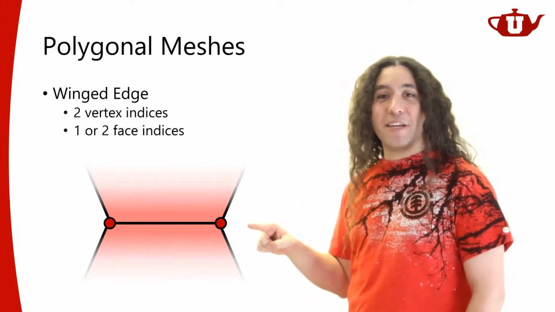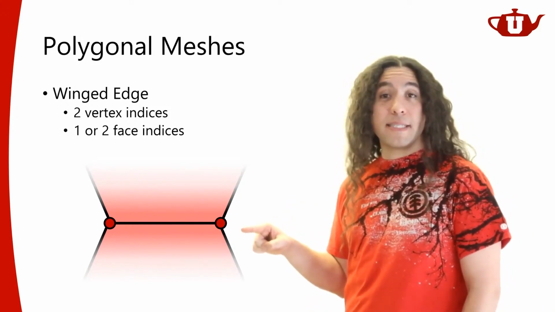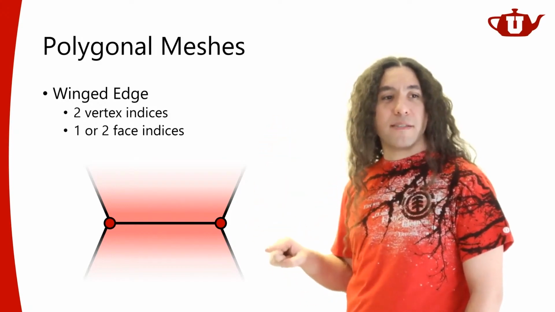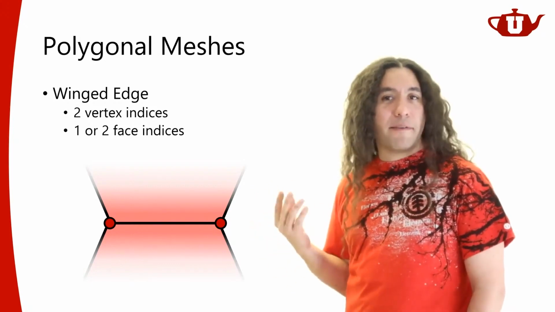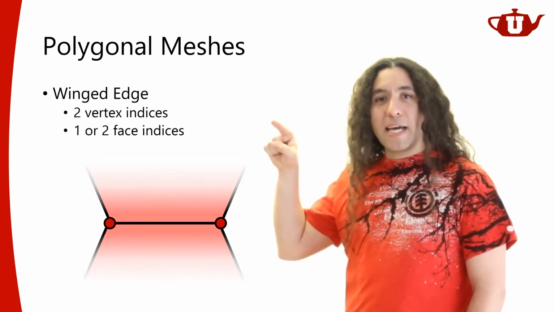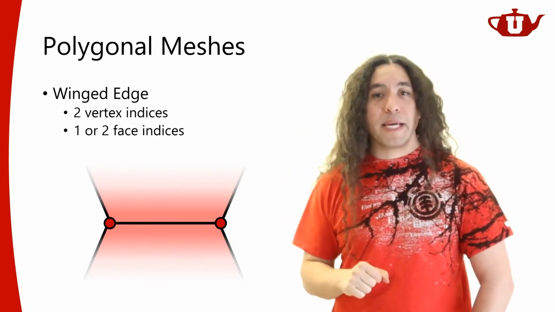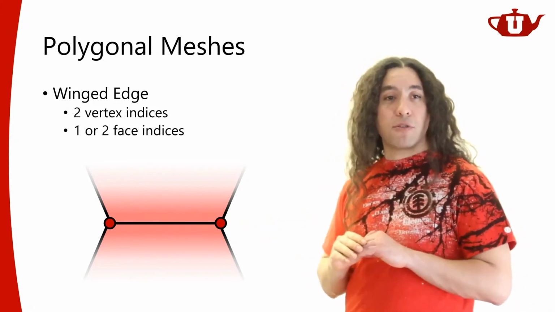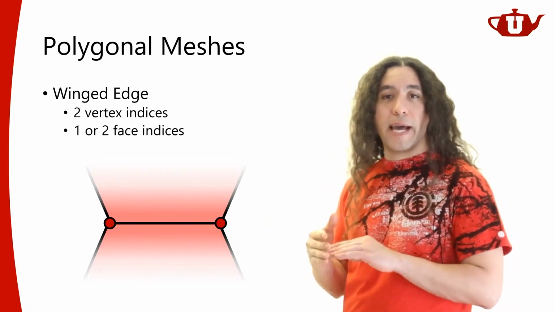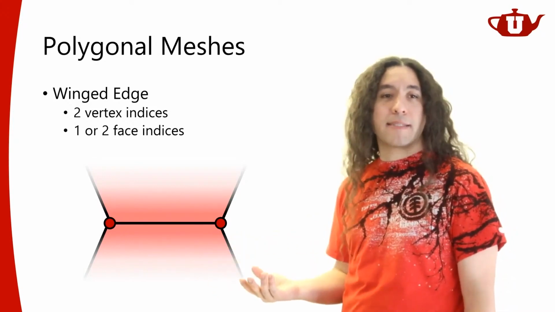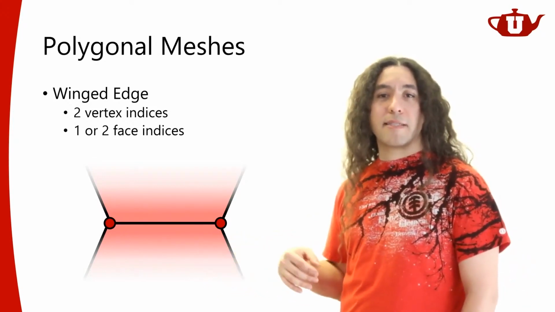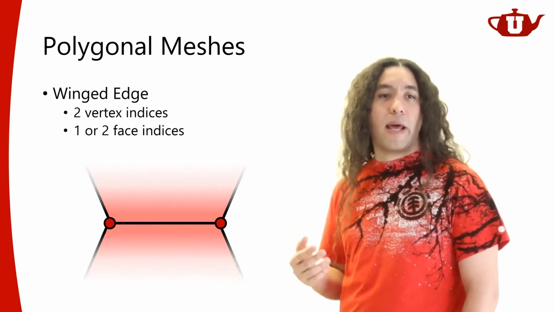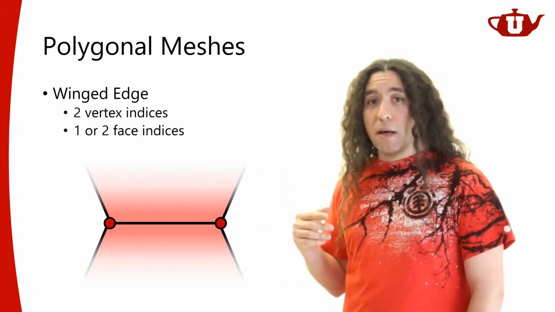So I have this edge here. That edge is connecting two vertices, so it's going to have access to those two vertices. And it is also connecting two faces. It's two wings. So it's going to have these two face indices. I said one or two face indices here because this edge might be the end of a surface. If it's the end of a surface, then one of these faces may not exist. So if this face does not exist, then it's only going to have one face. If this face does exist, then it's going to have two faces. Yeah, so this is the winged edge representation.